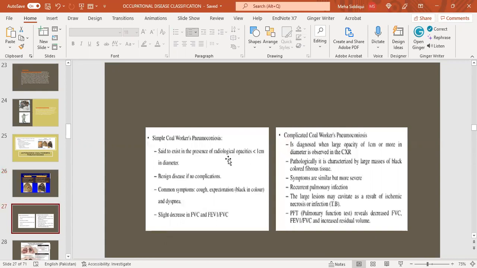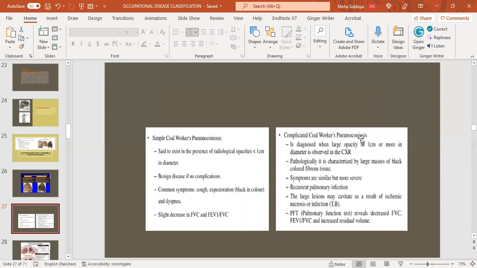Simple coal workers' pneumoconiosis is said to exist in the presence of radiological opacities less than 1 centimeter. This is the main difference between the two types: in simple coal workers' pneumoconiosis, radiological opacities are less than 1 centimeter, while in the complicated one, they are greater than 1 centimeter. The simple one is a benign disease if there is no complication accompanying it. Common symptoms are cough, expectoration of black color, and dyspnea, and there is a slight decrease in forced vital capacity and FEV1 over FVC.